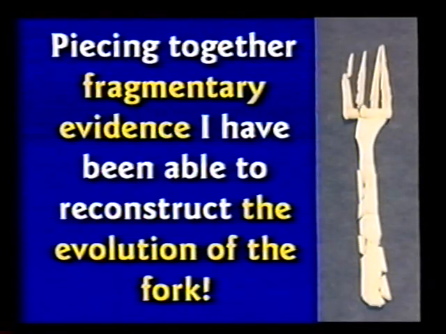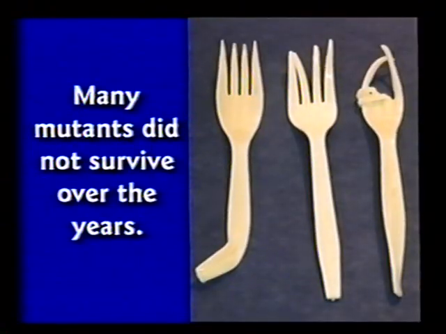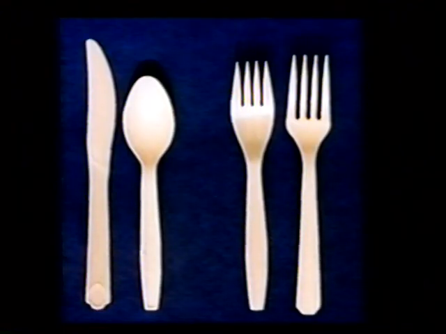I've been piecing together evidence for evolution for many years. I've taken fragmentary evidence, and I've been able to actually reconstruct the evolution of the fork. After long hours of research on this topic, I found many mutants that, of course, did not survive the process as they slowly evolved, but I believe sincerely that the knife evolved first, and then it slowly turned into a spoon. Great geological pressures squeezed it, dished it out, concave one side, convex on the other, and turned it into a spoon.